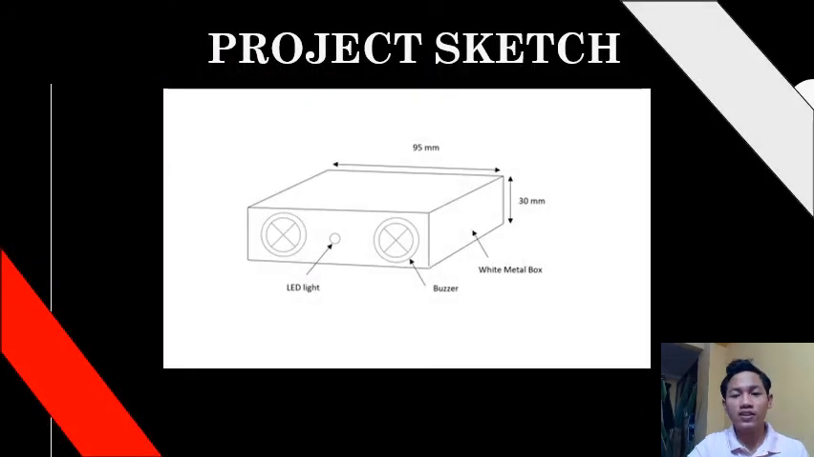Okay, now the sketch of this project, the illustration of the smart smoke detector. We use three materials. First is a white metal box for the case of the smart smoke detector, then a buzzer and also an LED light. This smart smoke detector has a height of 30 millimeters and a width of 95 millimeters.